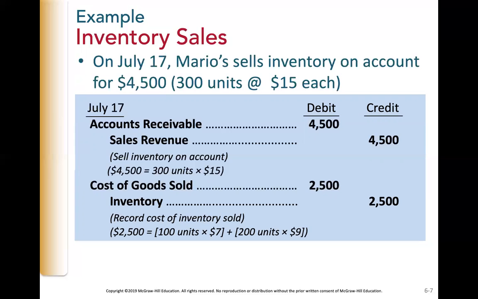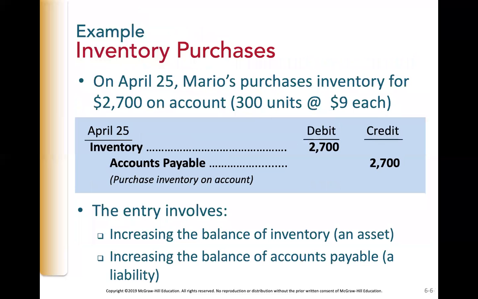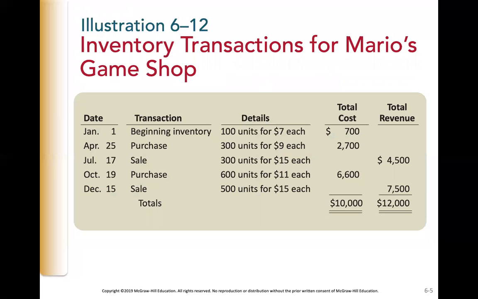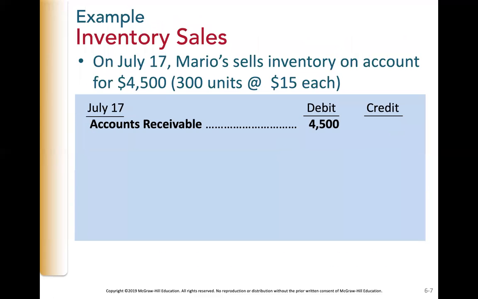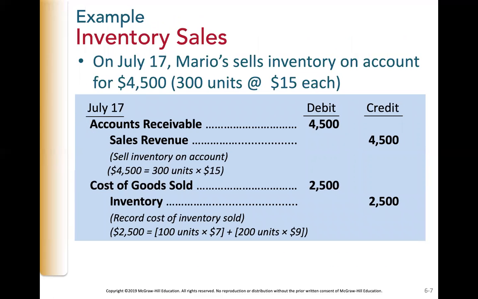He sold 300 units. So if we go back, we look and we say first in, first out. He sold 300 units. So he sold all of the beginning inventory that cost $7, and then he sold 200 from the April 25th purchase that cost $9. So 100 units at $7 and 200 units at $9 equals our $2,500 cost of goods sold.